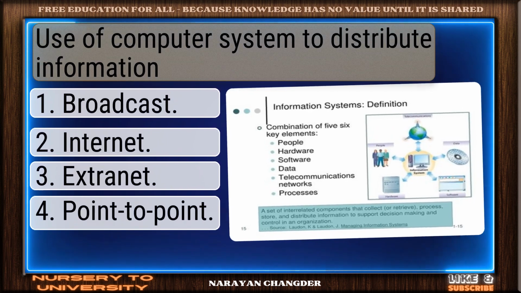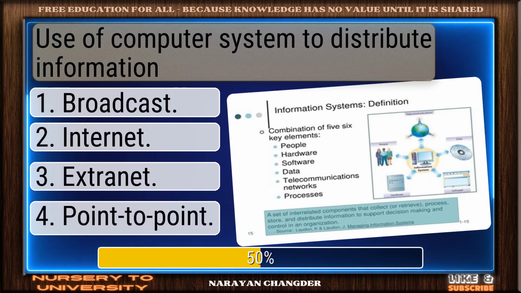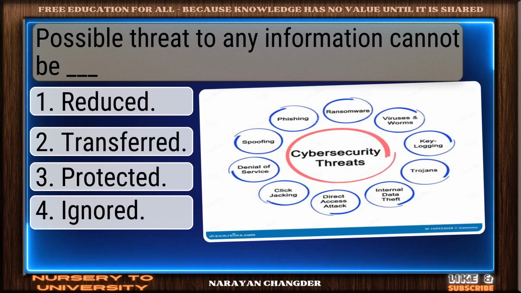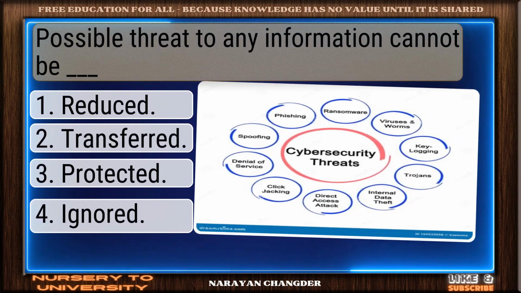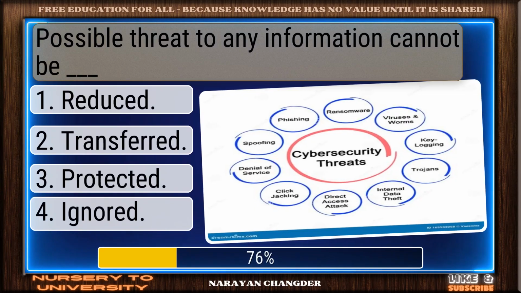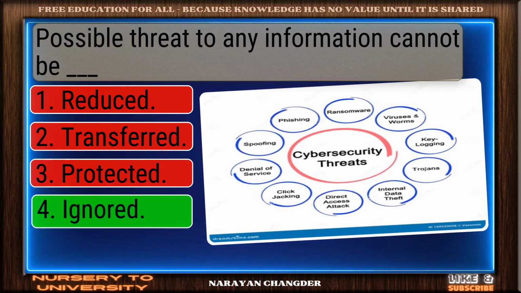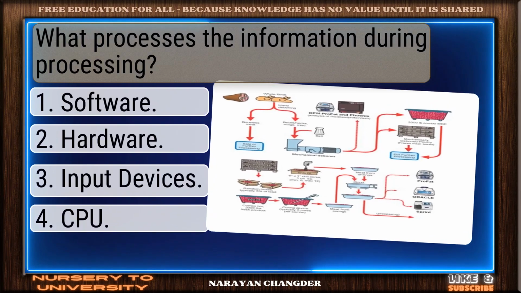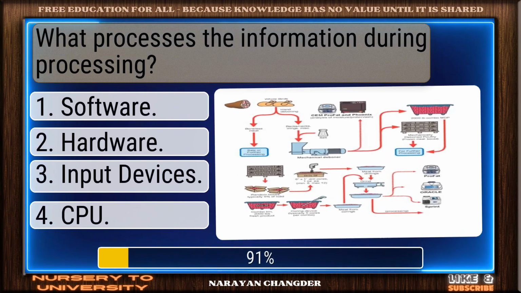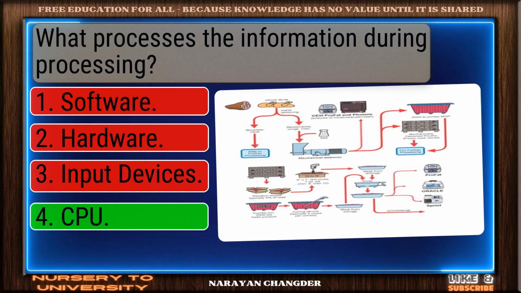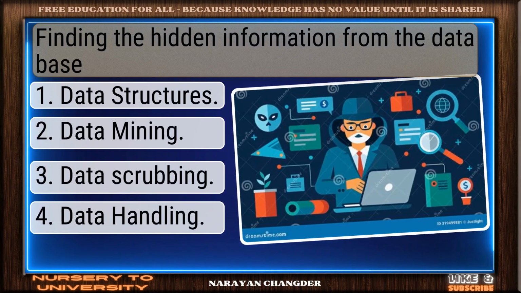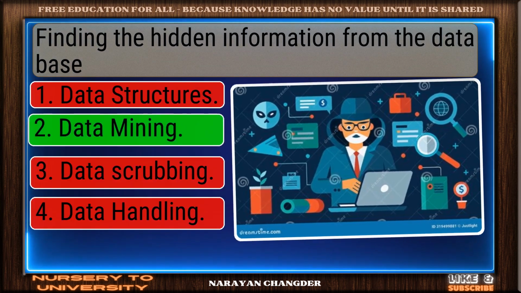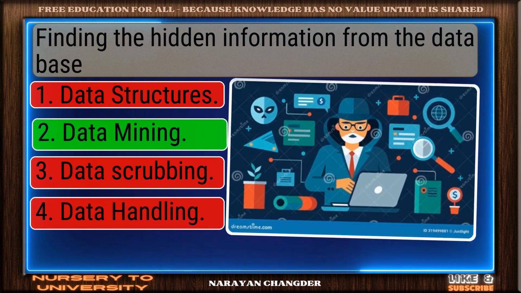Use of computer system to distribute information. On track. Broadcast is correct. Possible threat to any information cannot be dash. Correct. Ignored is spot on. What processes the information during processing? Solid response. CPU is valid. Finding the hidden information from the database. Correct response. Data mining is accurate.